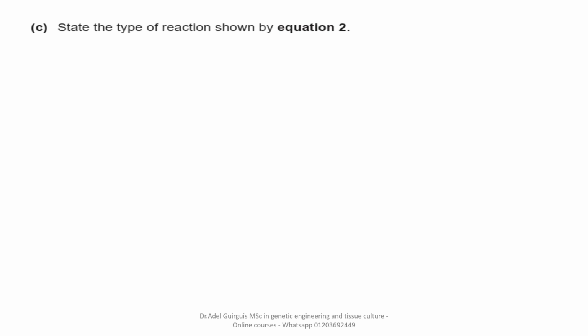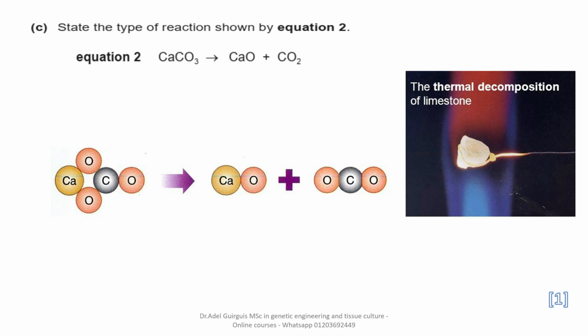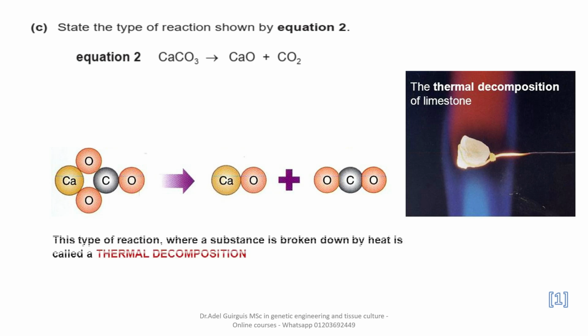Letter C. State the type of reaction shown by equation 2. Equation 2, calcium carbonate, CaCO3, is broken down into two smaller compounds, CaO plus CO2. When a substance is broken into two or more products, this means decomposition. How does this calcium carbonate decompose inside the blast furnace? By heating. So limestone, calcium carbonate, CaCO3, is decomposed by heat in the blast furnace. So this decomposition is called thermal decomposition.